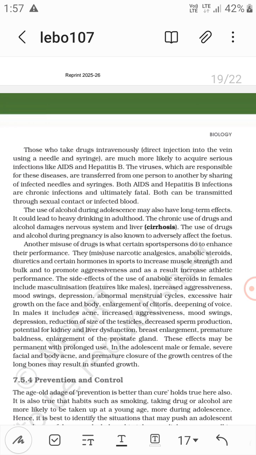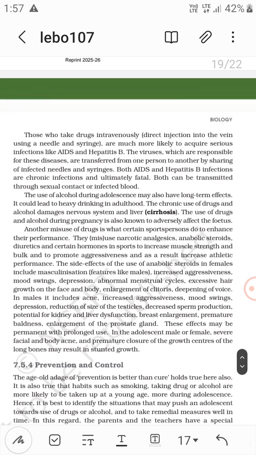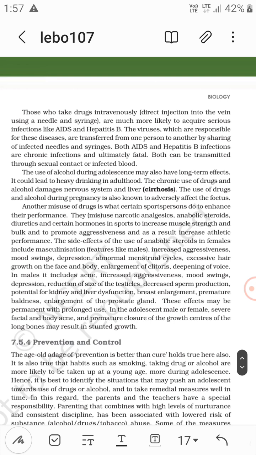Another misuse of drugs is what certain sportsmen do to enhance their performance. Very important: they misuse narcotic analgesics, anabolic steroids, diuretics and certain hormones in sports to increase muscle strength and bulk, to promote aggressiveness, and as a result increase athletic performance.